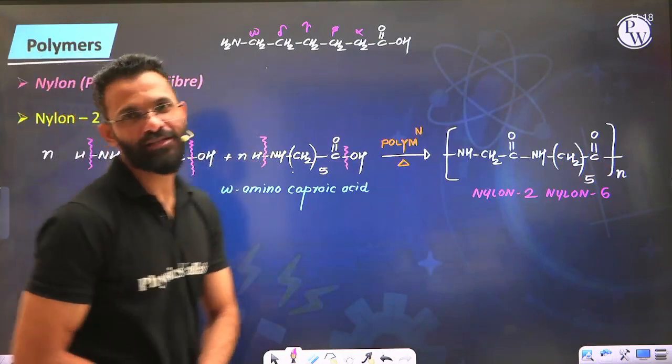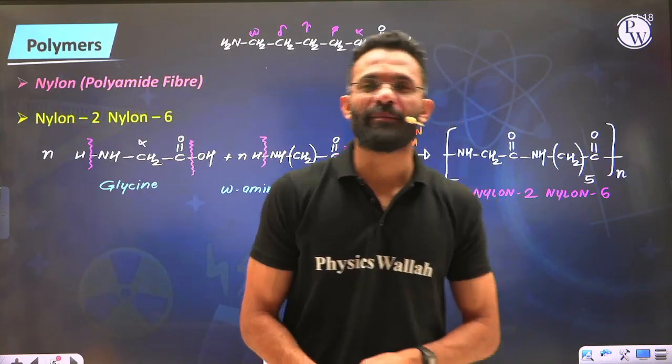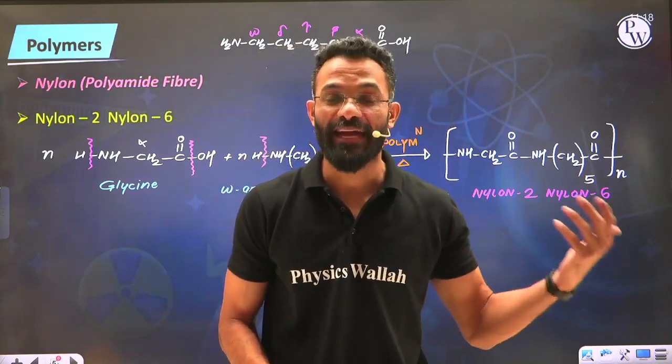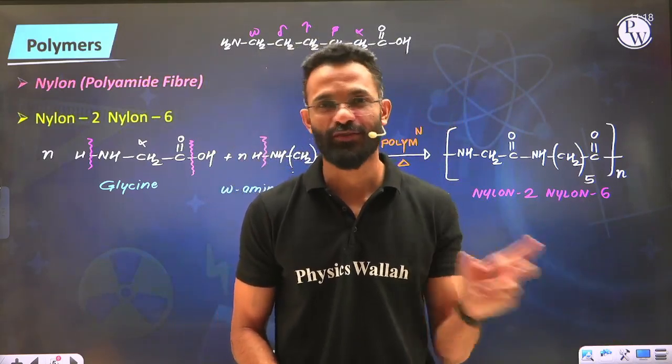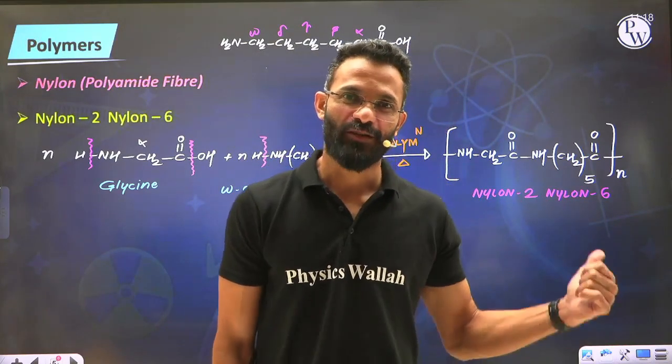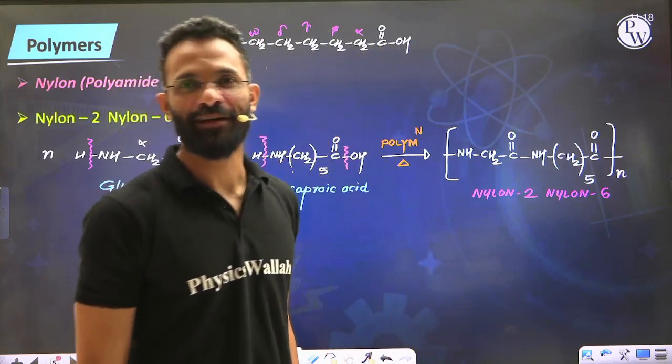So guys, these were some of the examples of nylon. Remember, the moment you come across the term nylon, what should come to your mind is polyamide. So there is certainly going to be a CONH linkage present in the molecule. That was the first type of condensation polymer, containing an amide linkage.